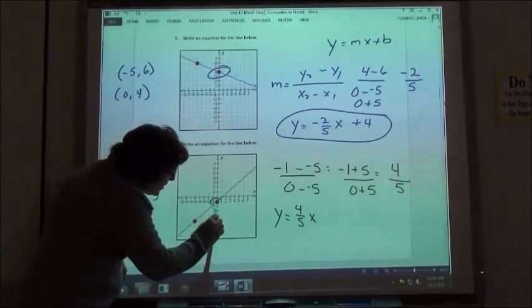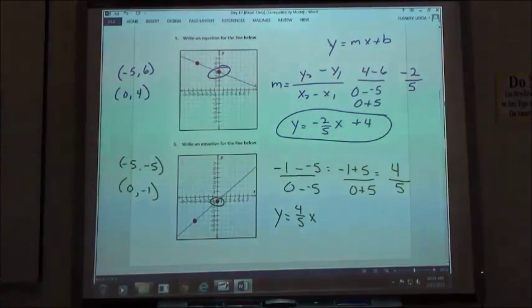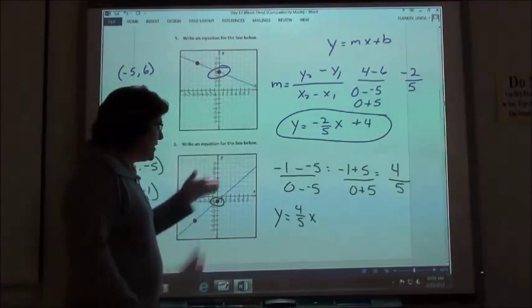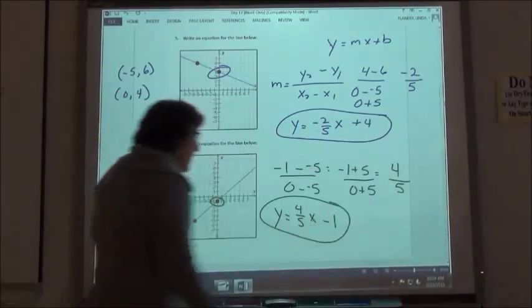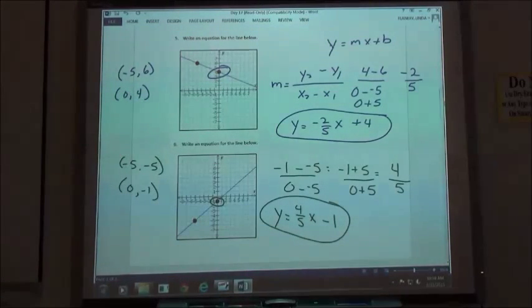My y-intercept, my numbers are kind of smushed together there, but my y-intercept, where it touches the y-axis, is at negative 1. And again, we're not going to do plus a negative 1. We're just going to put minus 1 on the end. And so y equals 4/5 x minus 1 would be the equation of my line.